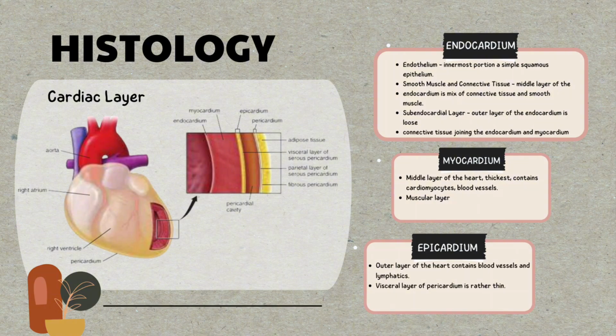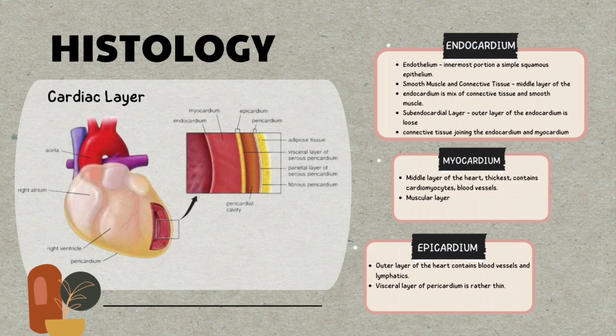So basically, the heart has three layers, which are endocardium, myocardium, and epicardium. The endocardium is the innermost portion, made of simple squamous epithelium, which is endothelium, and it contains smooth muscle and connective tissue at the middle layer. The subendocardial layer, which is the outer layer of the endocardium, is loose connective tissue joining the endocardium and the myocardium.